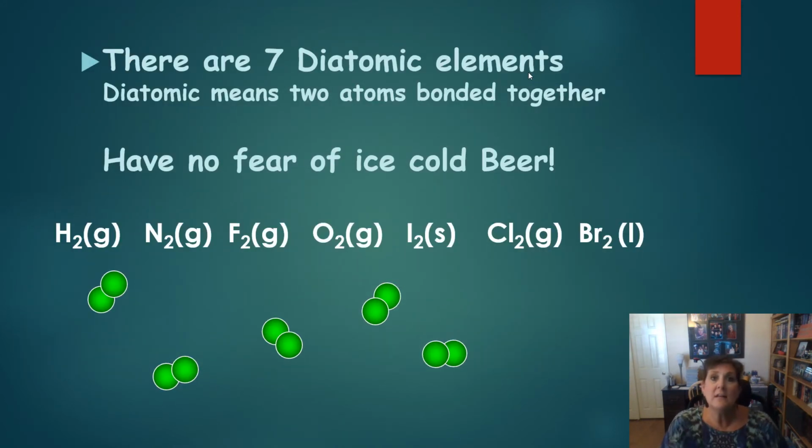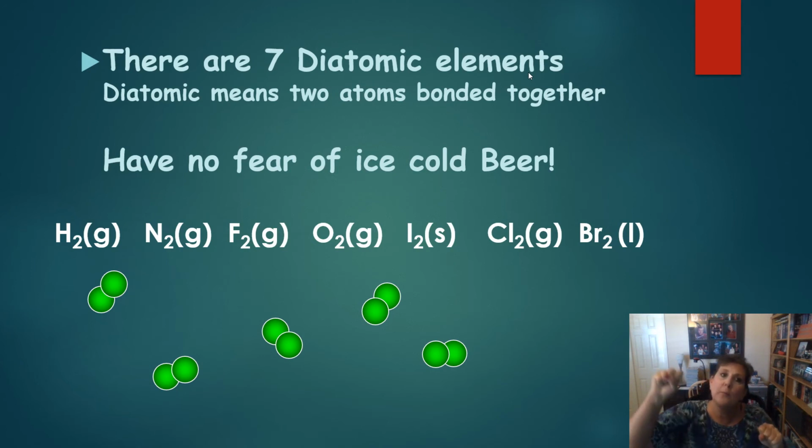There are 7 diatomic elements. Diatomic means 2 atoms bonded together. Di for 2. Diatom, 2 atoms. 2 atoms bonded together. So out of all of our elements, 7 of them like to buddy up.